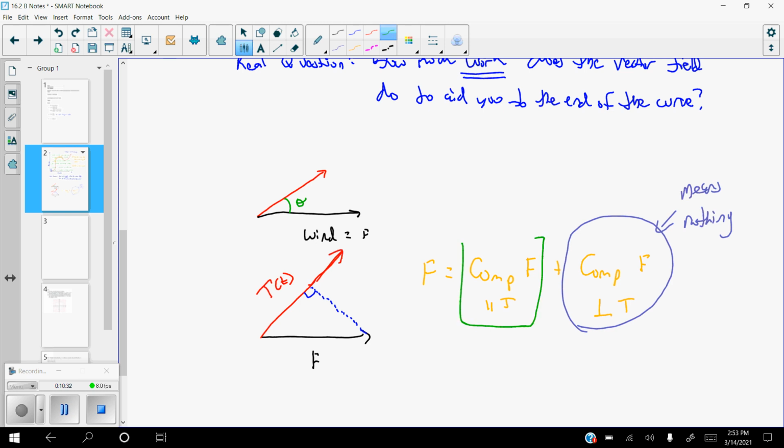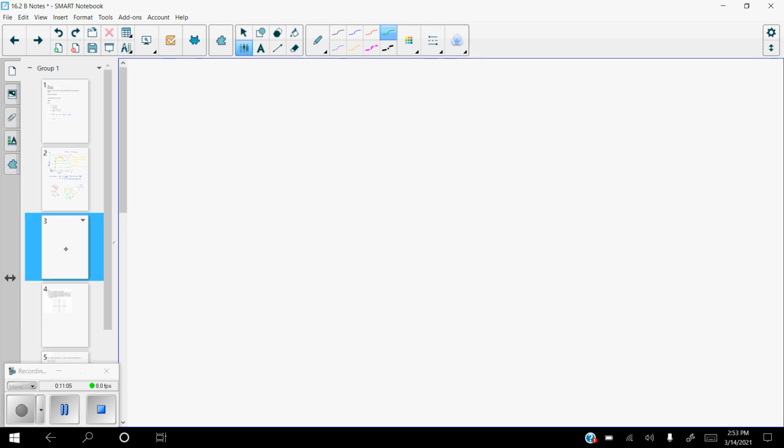This piece, however, which is parallel to the tangent vector, obviously is the piece that's going to help. Because if it is going in the same direction that we are moving, then it's going to help. So this is the only piece that will help. I hope that that makes sense. Let's go ahead and extend this idea now to develop our formula.